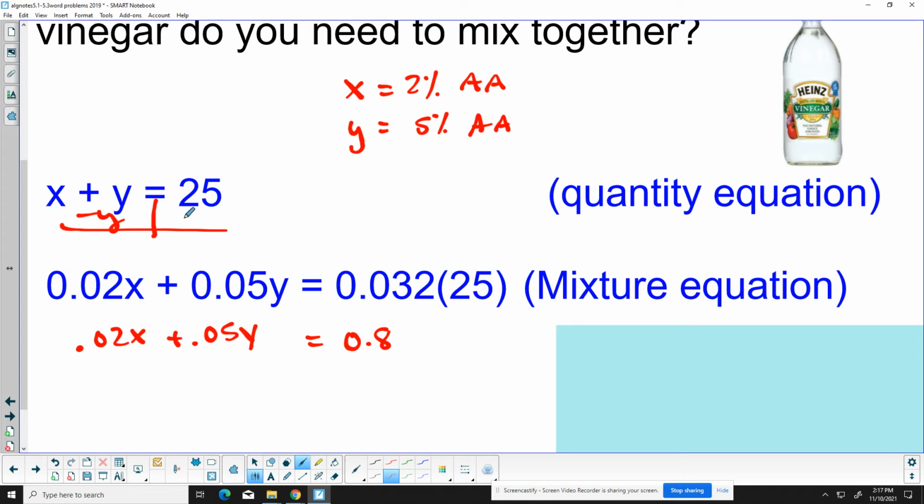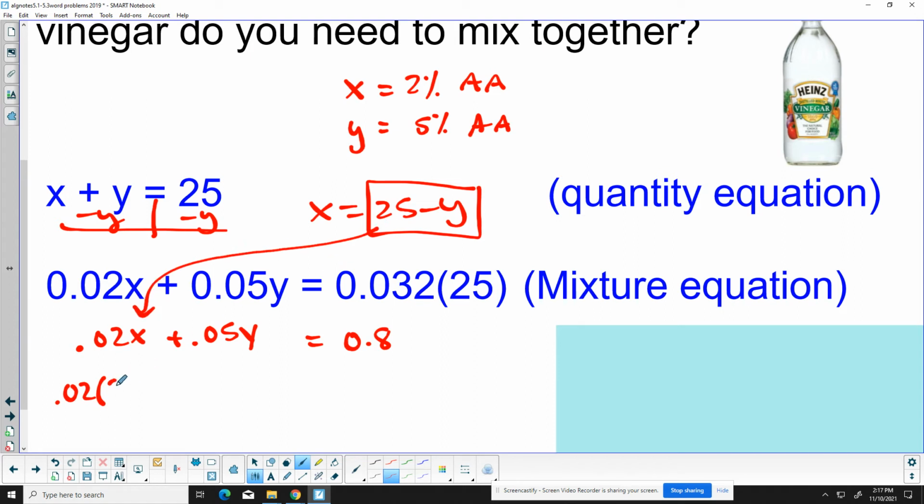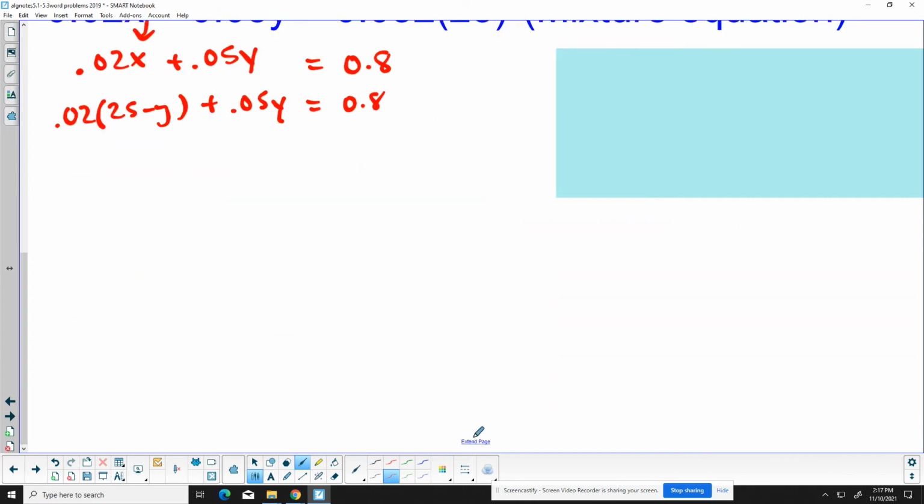So we'll subtract y on both sides. So x equals 25 minus y, and that's what I'm going to put into that decimal equation. So 0.02, and then I'm putting the box in right in there. So 25 minus y plus 0.05y is 0.8. And then I'm distributing the 0.02. So 25 times 0.02 is 0.5. And 0.02 times y is 0.02y. And then the rest of it I'm just copying.